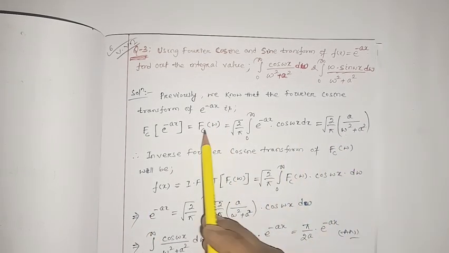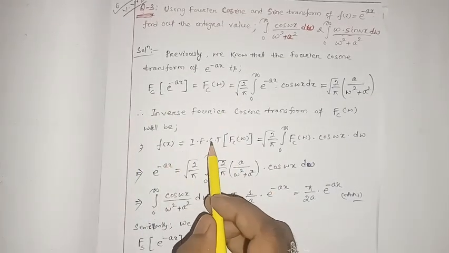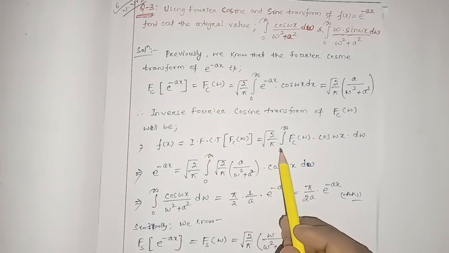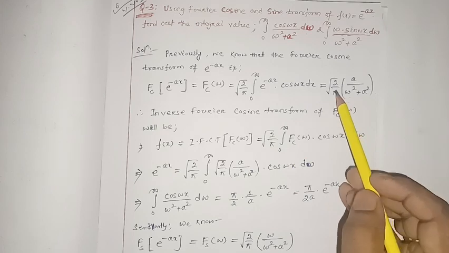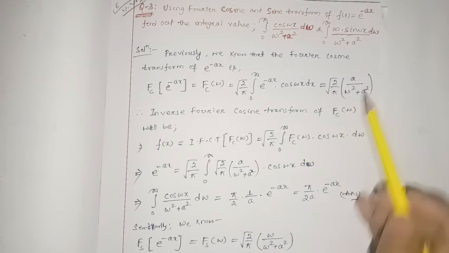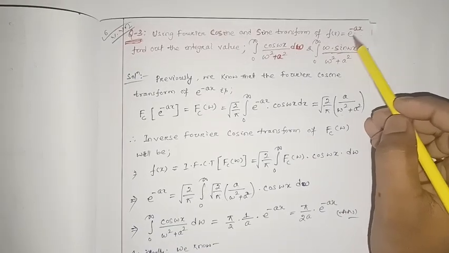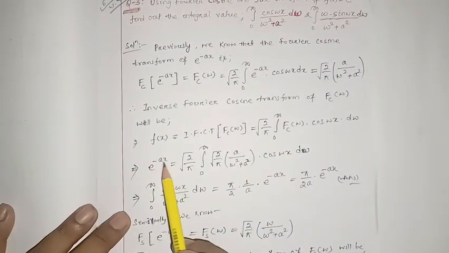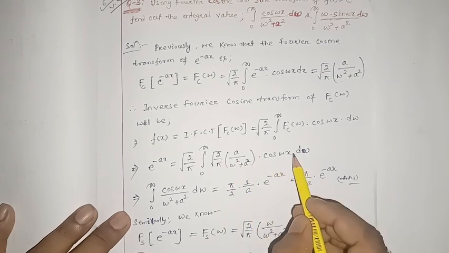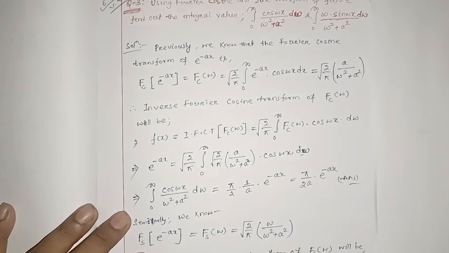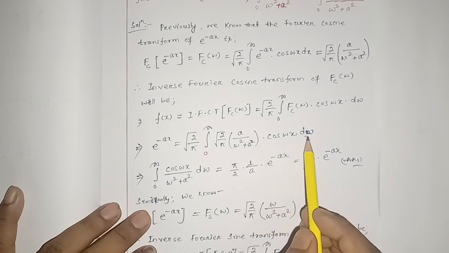The inverse Fourier cosine transform of this is simple. The original function f(x) equals the inverse Fourier cosine transform of Fc(ω), that is root of 2/π times the integral from 0 to infinity of Fc(ω) cos(ωx) dω. And this Fc(ω) value is root of 2/π times a/(ω² + a²). I substituted it over here, and f(x) is given in the question as e^(-x). So e^(-ax) equals root of 2/π times the integral of a cos(ωx)/(ω² + a²) with respect to dω.